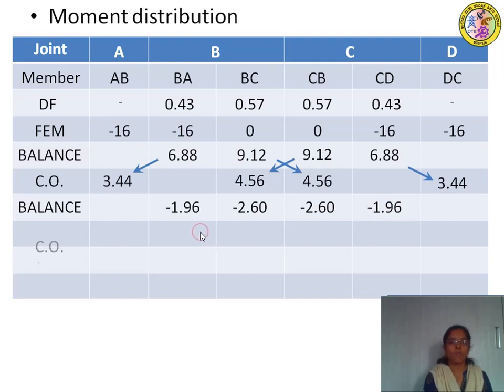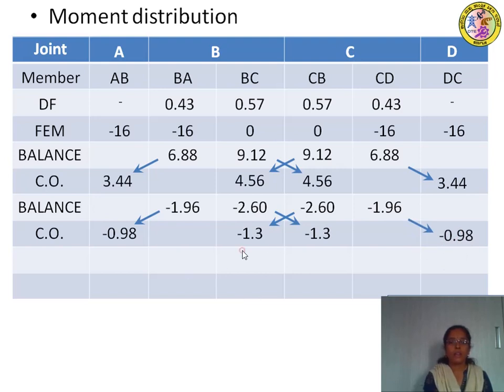Next carrying over from BA to AB, half of minus 1.96, minus 0.98. From BC to CB, half of minus 2.6, minus 1.3, and from CB to BC, same minus 1.3, and from CD to DC, minus 0.98.